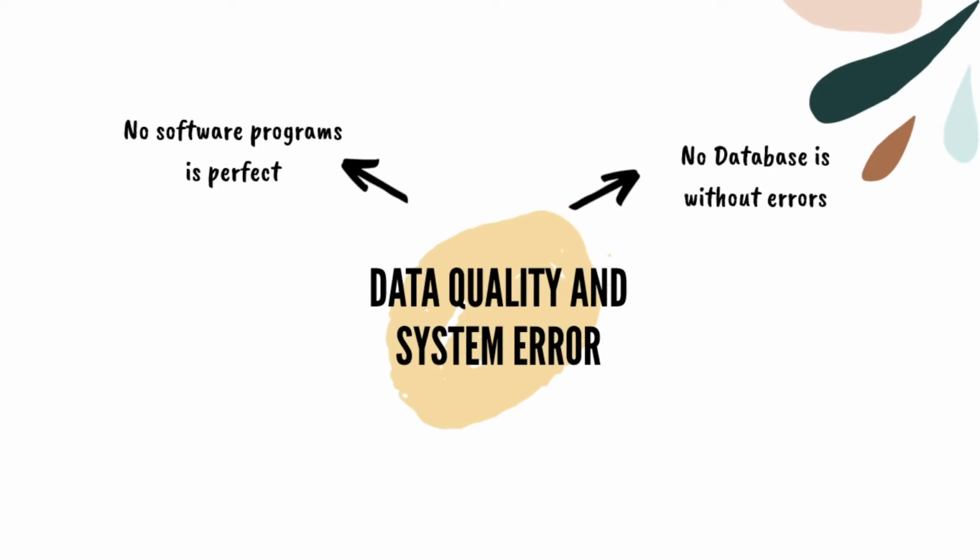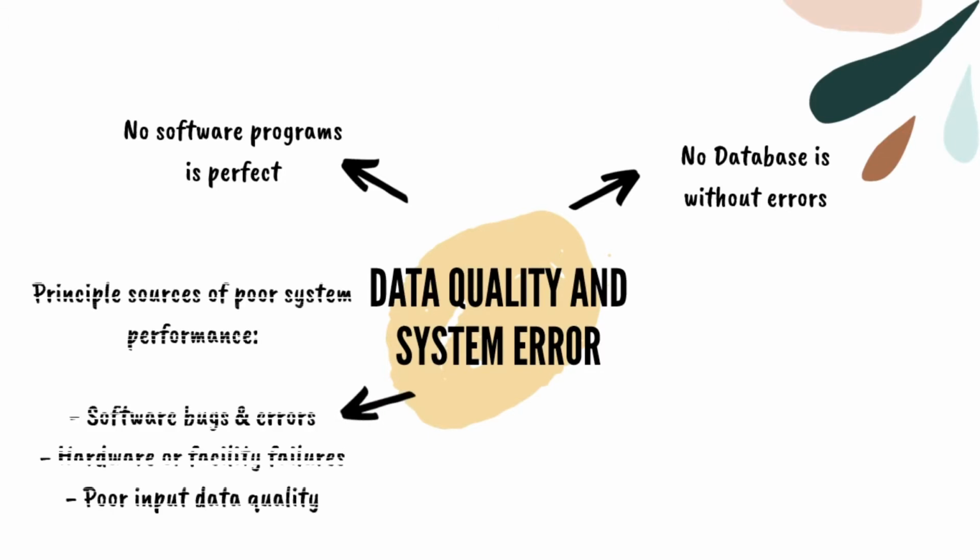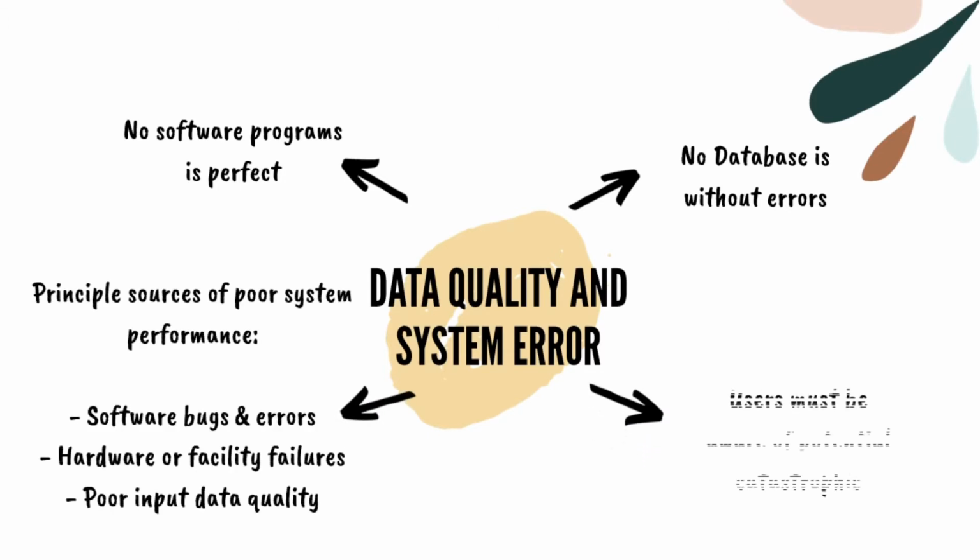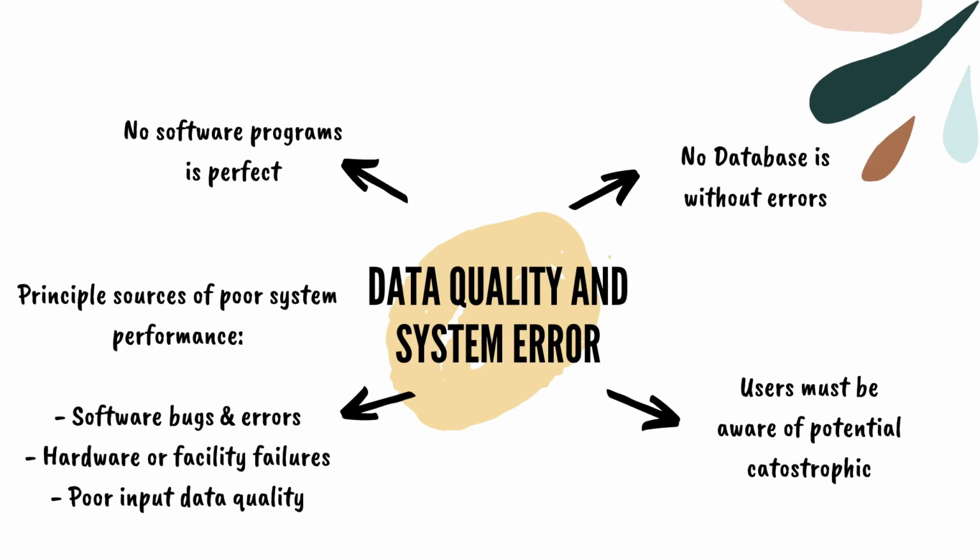No software program is perfect. Errors will be made, even if the errors have a low probability of occurring. The same goes for databases. No database is without errors. There are three principal sources of poor system performance. Number one is software bugs and errors. Second is hardware or facility failures. The third is poor input data quality. So users must be aware of potential catastrophe.